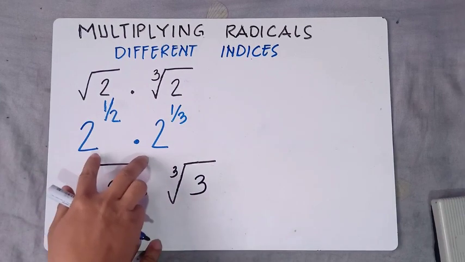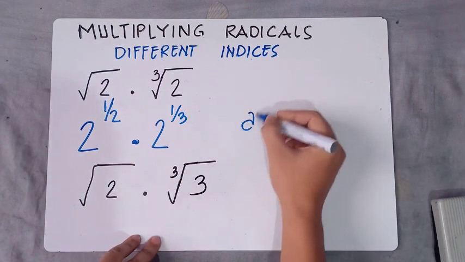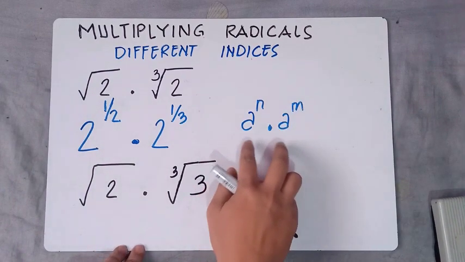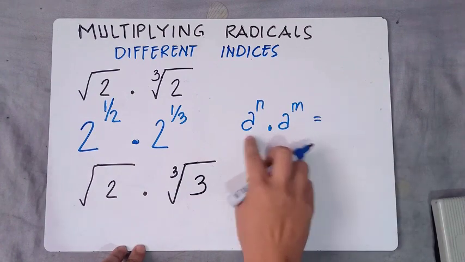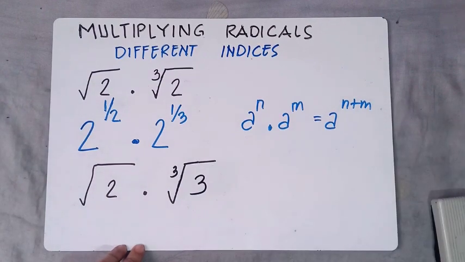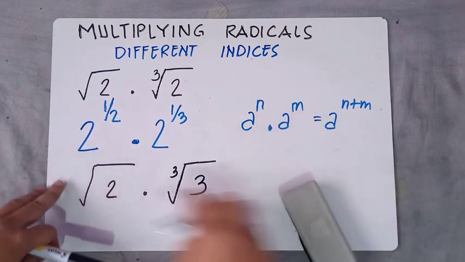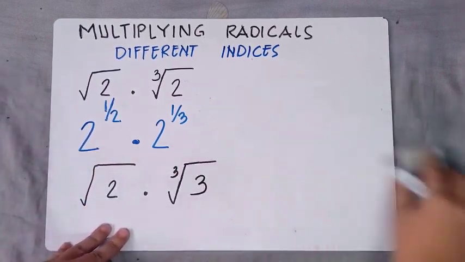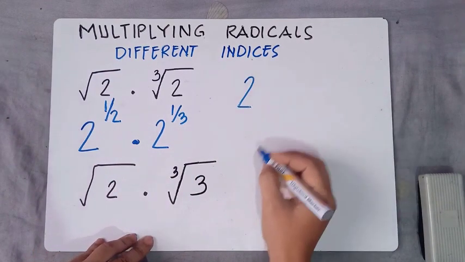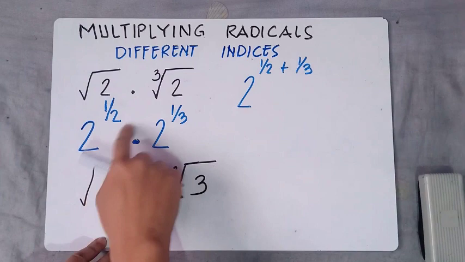Now, if the bases are the same, do not forget the product rule, if you still remember: a raised to the power of n multiplied by a raised to the power of m. If the bases are the same, you can simply copy the base, then add the exponents. That's the product rule in the laws of exponents. Since we have the same bases, we can write this as 2 raised to the power of 1/2 plus 1/3. Copy the base, then add the exponents.